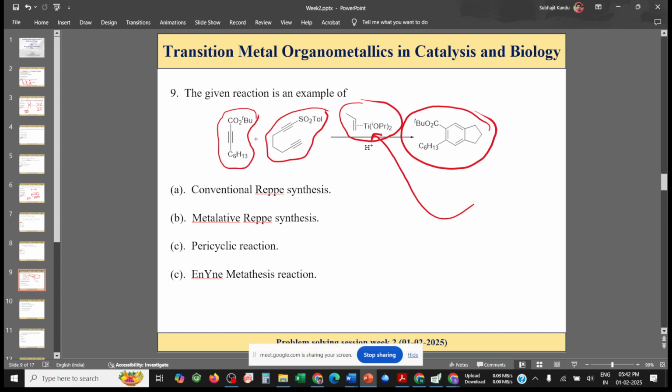So this is not the conventional Reppe synthesis, and here titanium metal is involved. So this will be the metallated one, and it will undergo metallation followed by oligomerization or cyclooligomerization. So this is called the metallated Reppe synthesis. So option B will be the correct answer for this question.